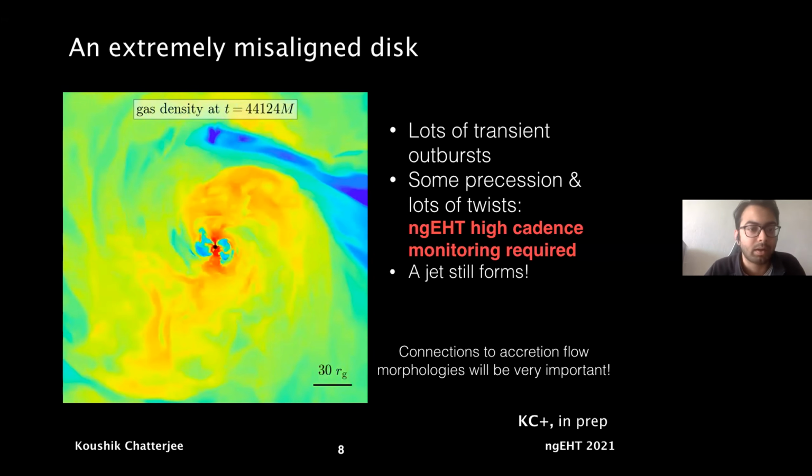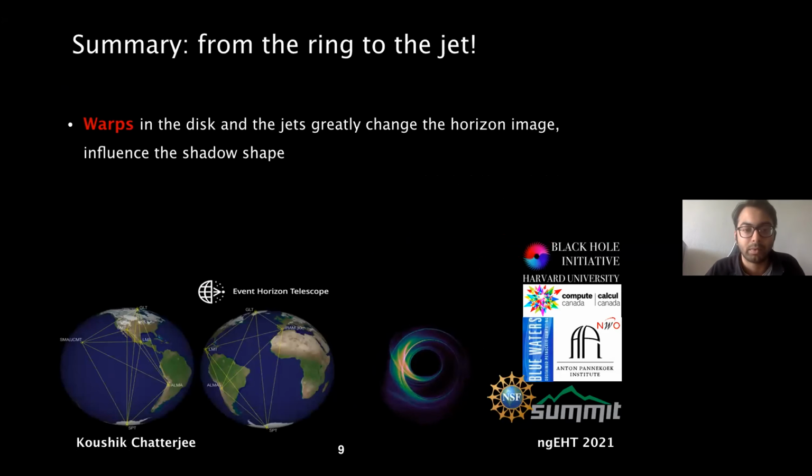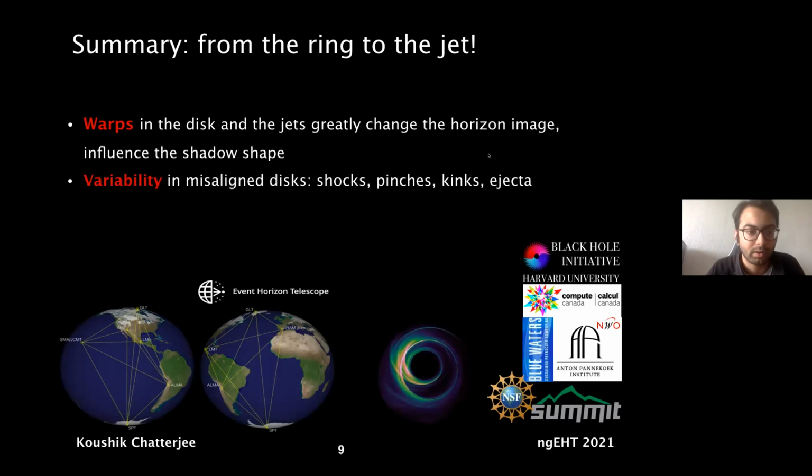And so just to summarize, warping of the disk and inner jets influences the shadow region quite a lot. It influences how the ngEHT scale image looks and how the extended region looks. And so ngEHT would help a lot in that.